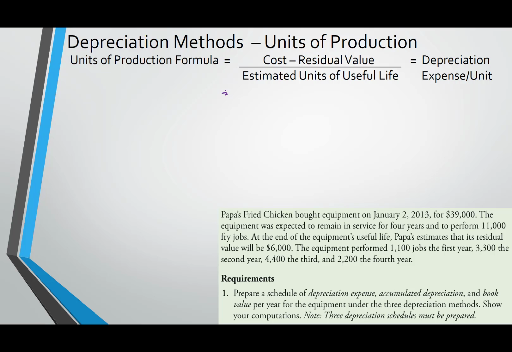We divide this now not by years of useful life, 4 years, but, as we said in the second sentence here, the equipment was expected to remain in service for 4 years and to perform 11,000 fry jobs. The 11,000 fry jobs would be the estimated units of useful life, so we'll divide by 11,000 fry jobs. So we know it's 33,000 divided by 11,000 fry jobs, and we see our depreciation expense per unit in this case would be $3 per fry job.